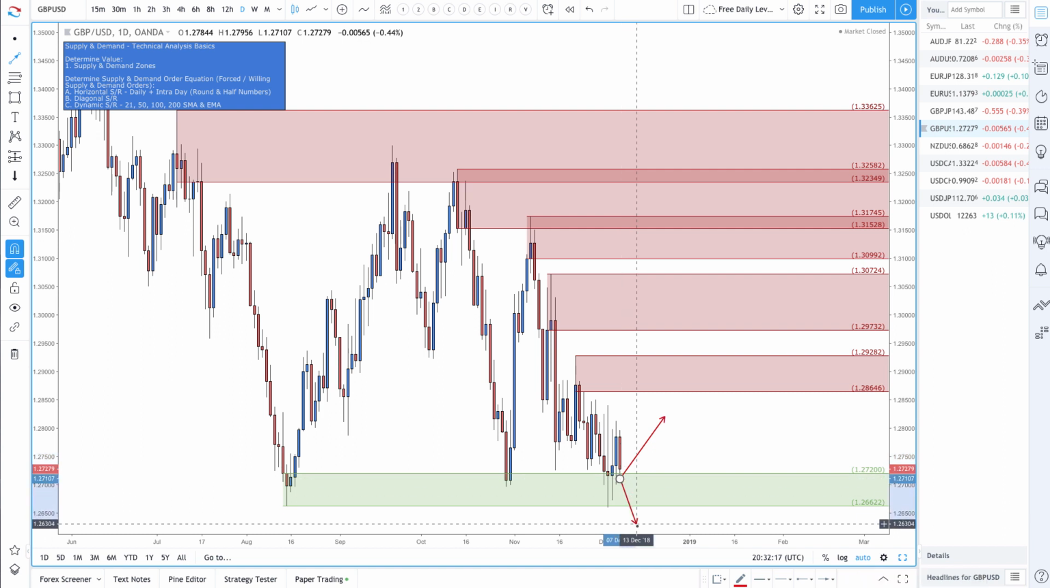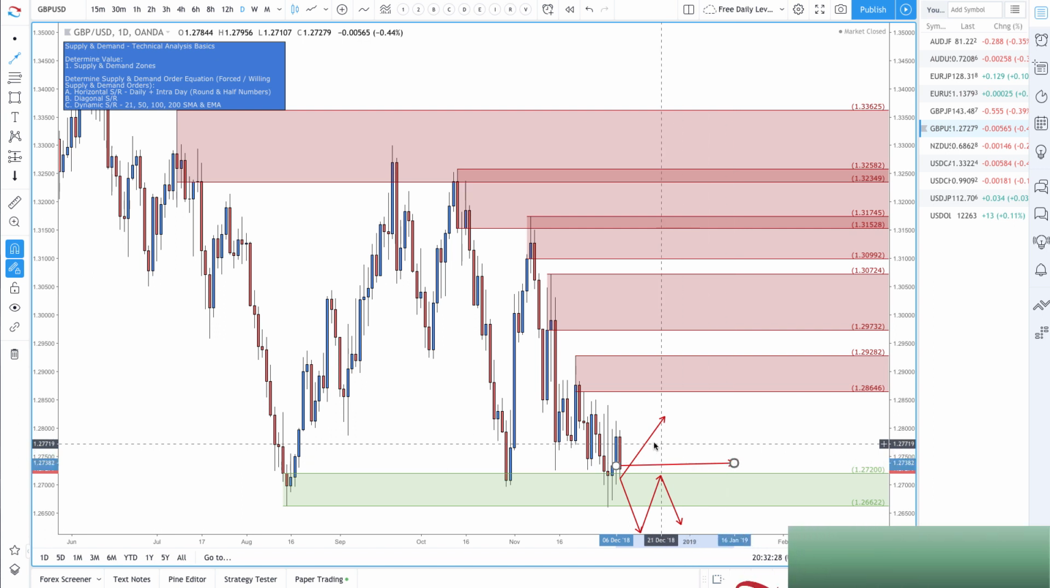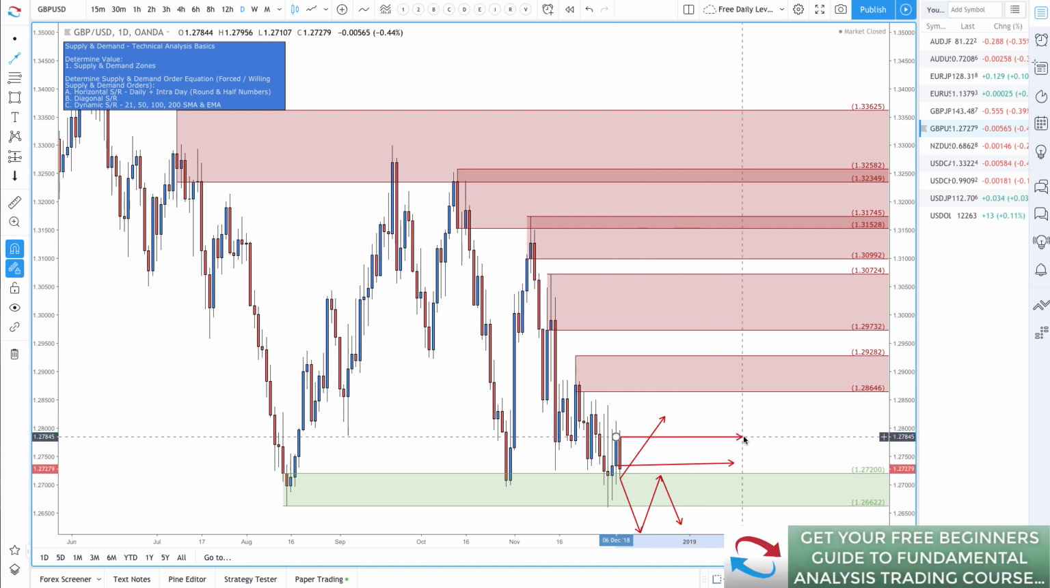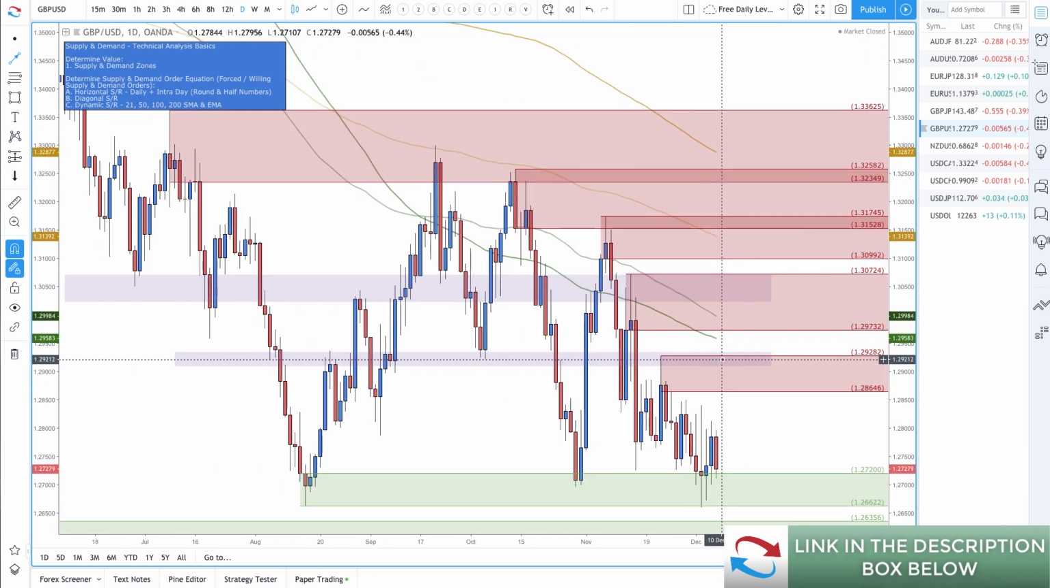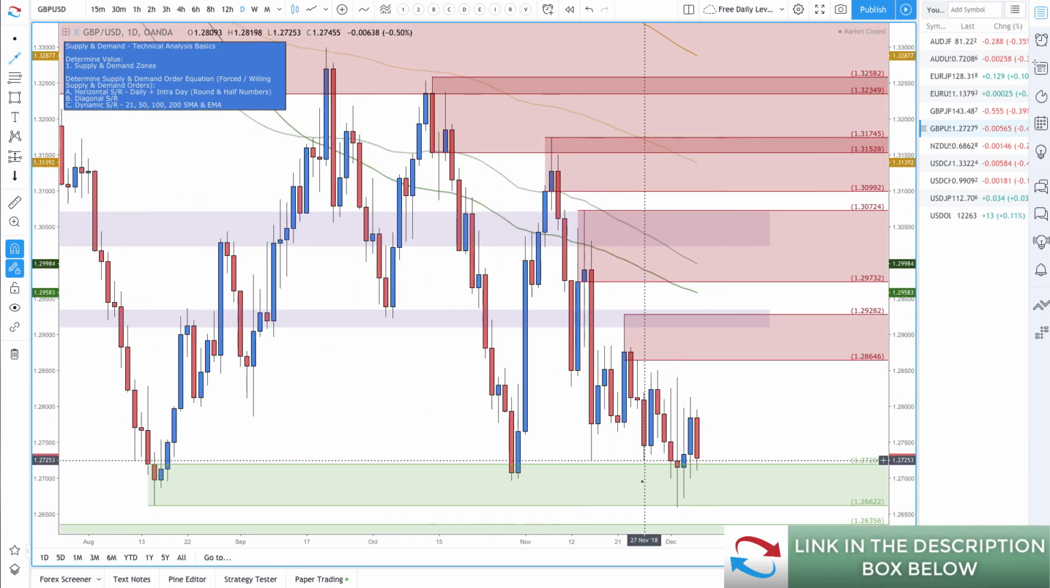If you're looking to buy the dollar, which I am, then what you're waiting for is for prices to really break this demand zone, create a lower high, and then look for price to pull back to what would be a newly created supply zone. So the supply zone would probably be around here, and then look for a sell trade. Let's look at this from a supply and demand equation perspective.